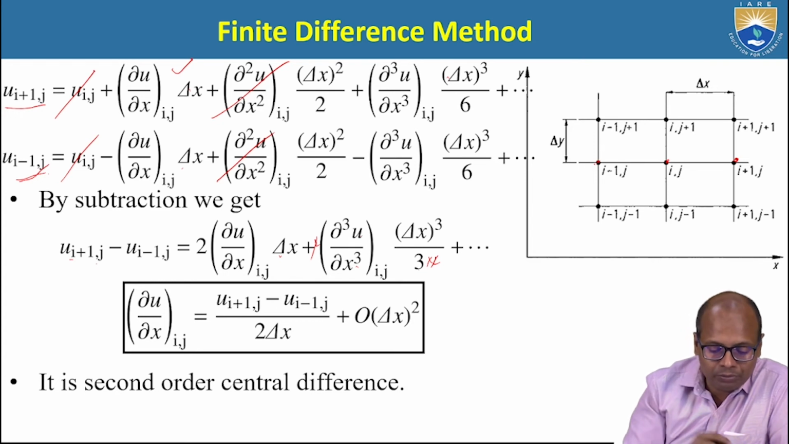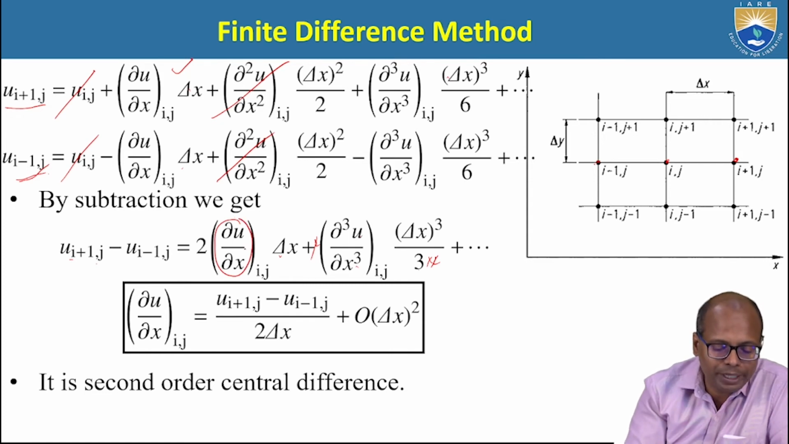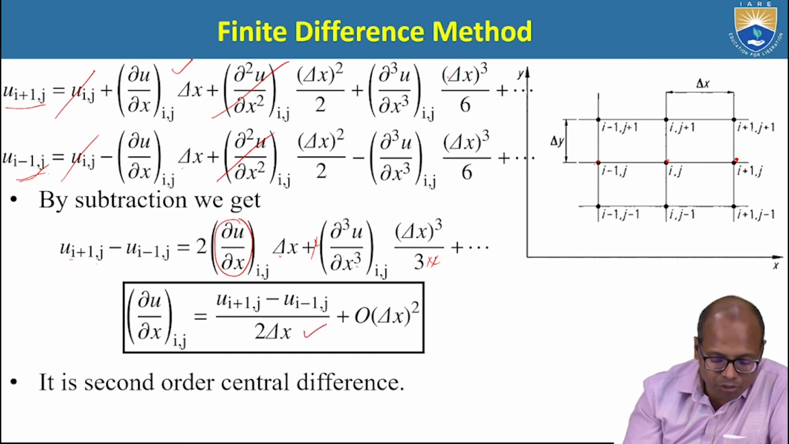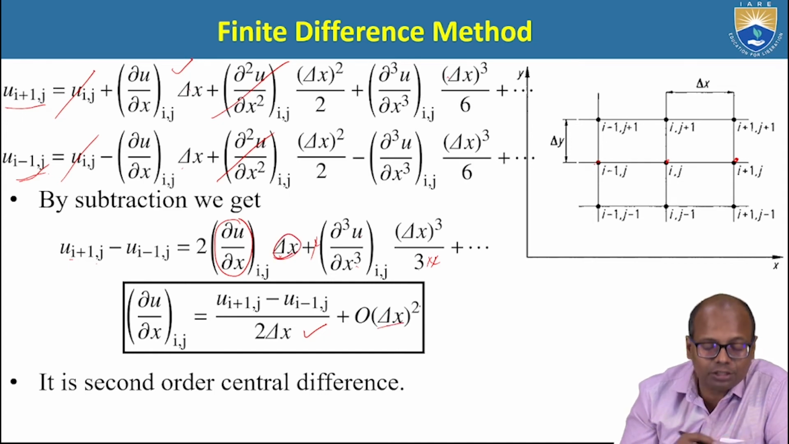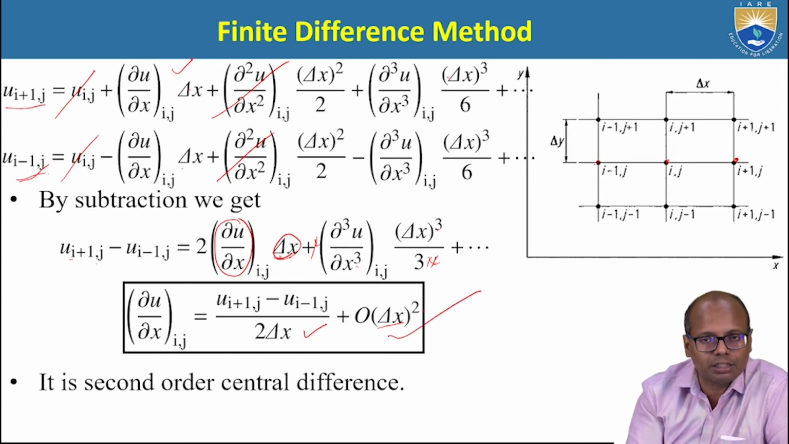Now what I have to do? I need only dou u by dou x. So the dou u by dou x, I have to keep one side. I have to bring all the other terms this side. Then I will get this equation. What is the order of accuracy here? Here delta x cube is there, here delta x is there. If I divide this, I will get delta x square. So the order of accuracy increased here. The order of accuracy is delta x square. Previously, it is only delta x.